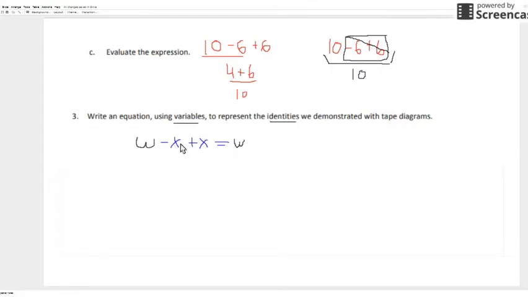Now you can plug in any numbers you want. W's have to be the same and X's have to be the same, and this will always be true. All right, so go ahead and stop the video. Go ahead and move on to the next examples. We're going to go through some numerical examples. They hopefully go over this example again.